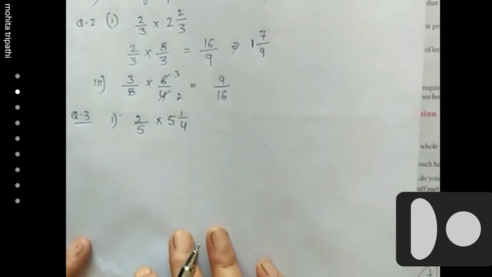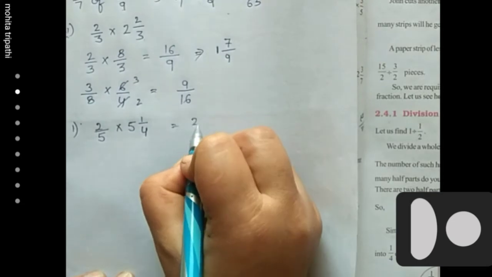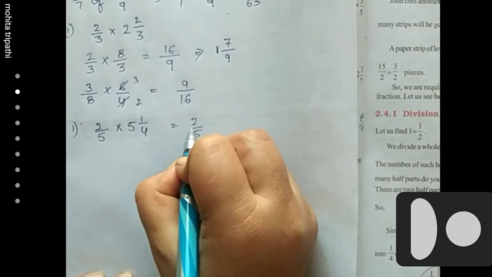Yes, question number third. See, question number third. Question number third is multiply the following fractions. You need to multiply the following fractions. All questions are the same. What you need to do is just do the multiplication. So just see how you are going to multiply it. 2 upon 5 will be as it is.